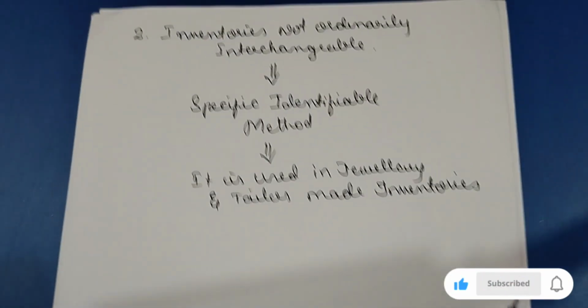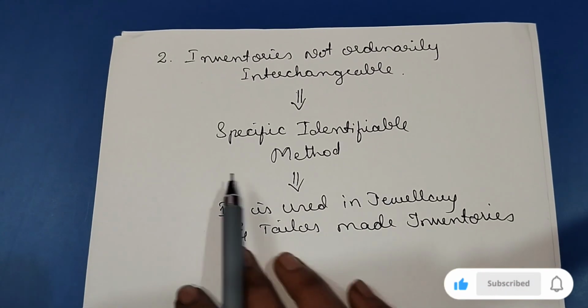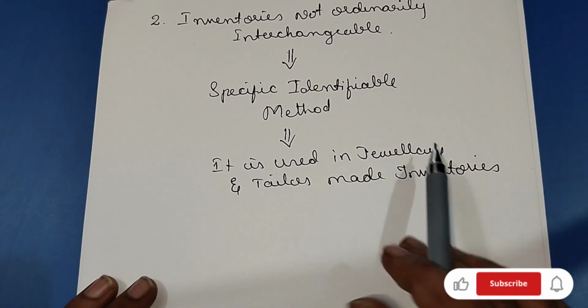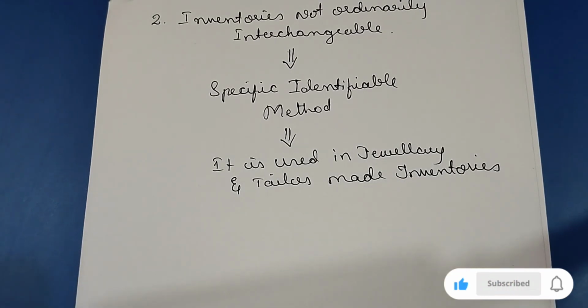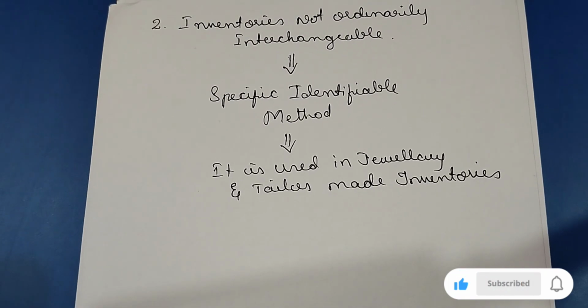Okay, for inventories that are not ordinarily interchangeable, we use the specific identification method, and this is used in jewelry or tailor-made inventories. I hope you all understood the inventories and how to measure them. In the upcoming videos I will upload the practical problems also. And always remember, if you are clear with the concepts, the problems will be very easy to solve.